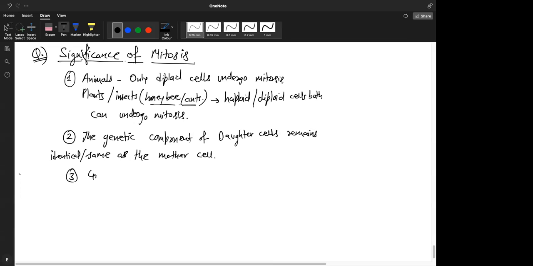Third, growth happens due to mitosis. Cell repair, tissue repair, all happens due to mitosis.